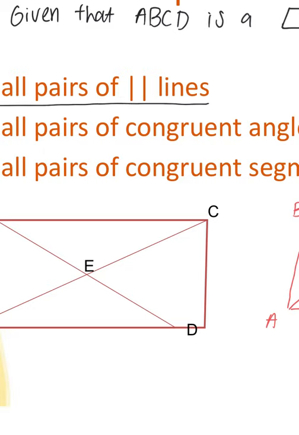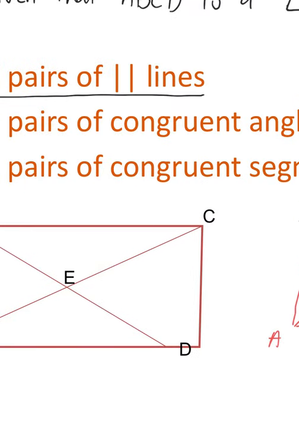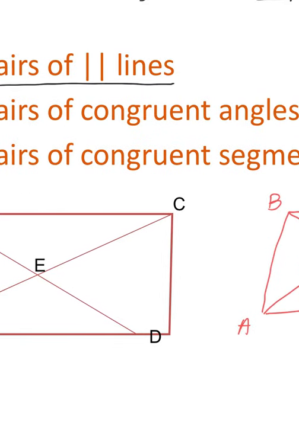Okay, so we're working on the pairs of parallel lines. If this is a parallelogram, ABCD, which sides are parallel? AB and DC, good. AB is parallel to DC. What else is parallel? AD is parallel to BC, very good. AD is parallel to BC. Anything else that is parallel?